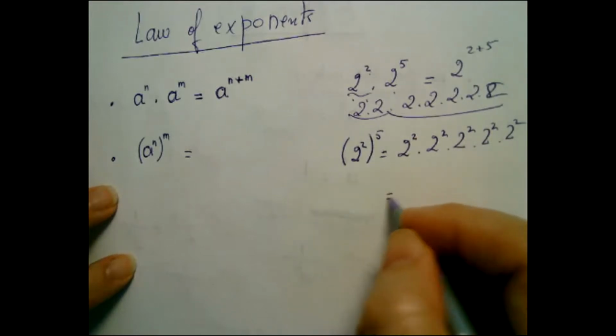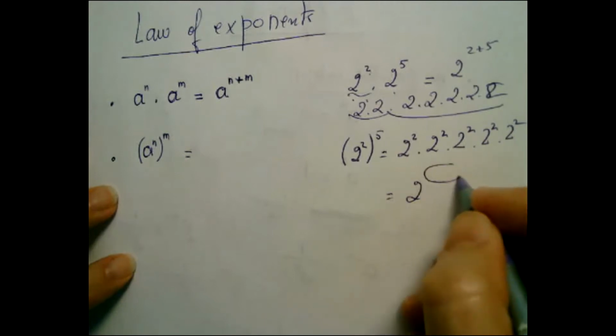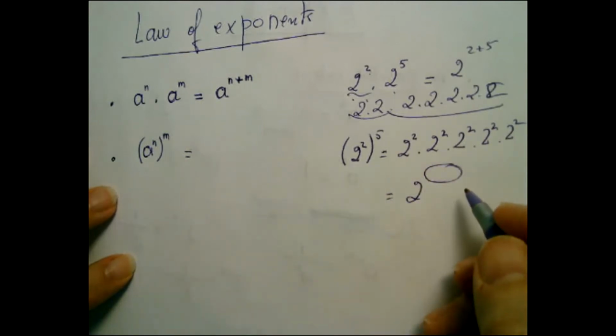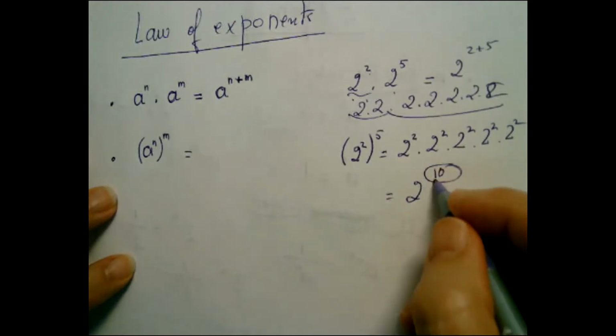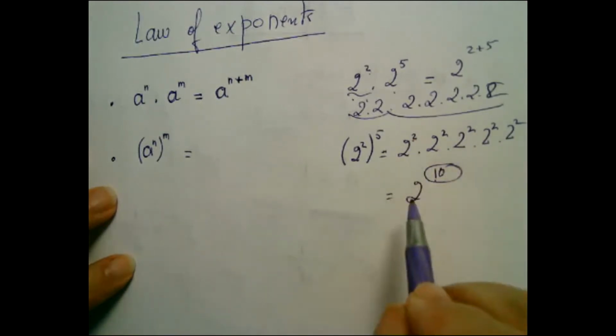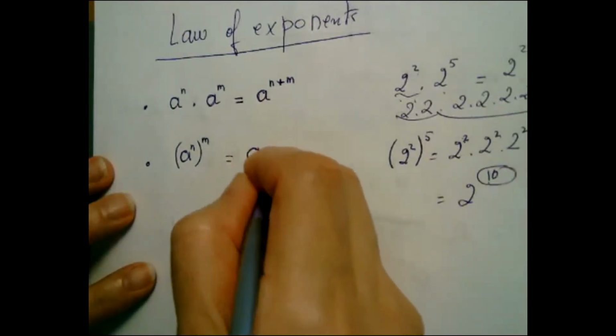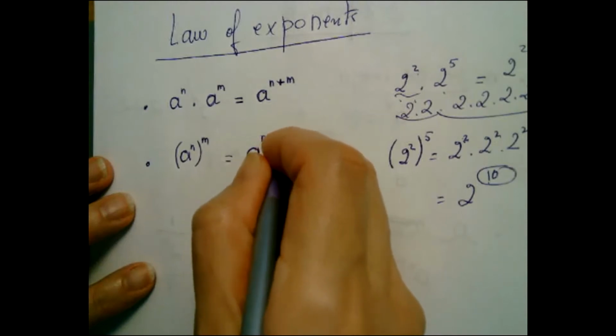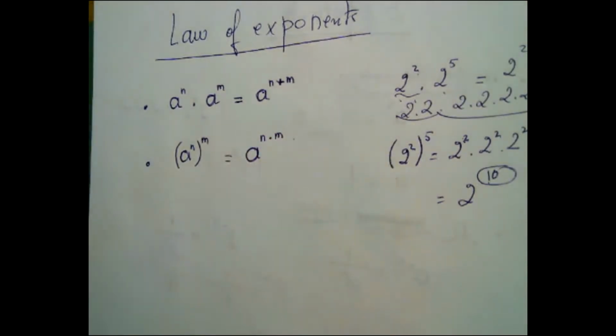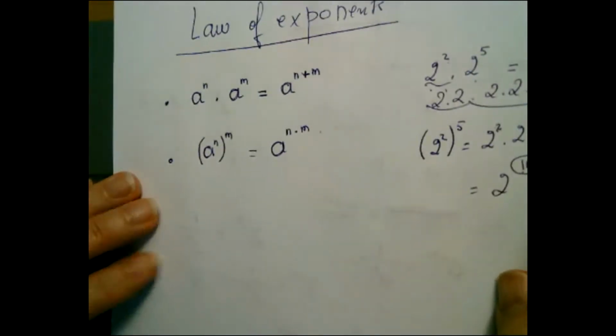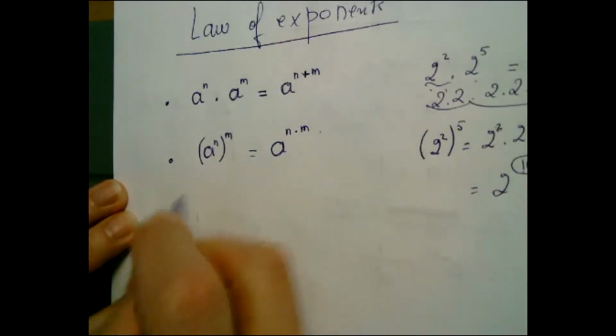So it means which power am I going to have here? Quickly. I said 10. We have 10. Where is the 10 coming from? 2 times the 5. I have 5 2's. So this is a to the n times m. Crucial. Those properties are very essential. All right. Now the other properties.